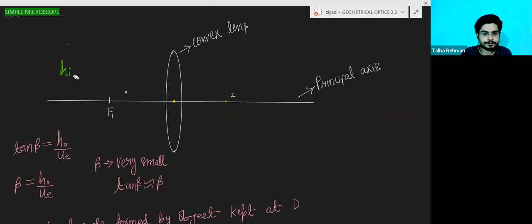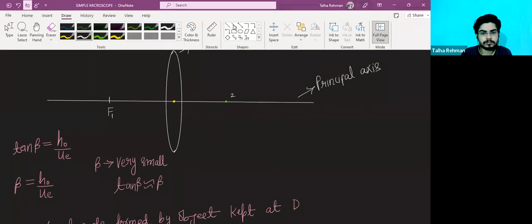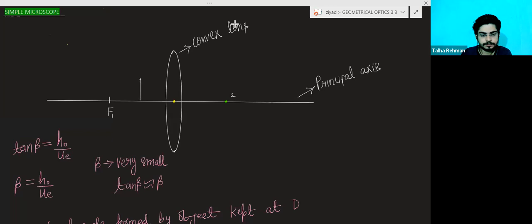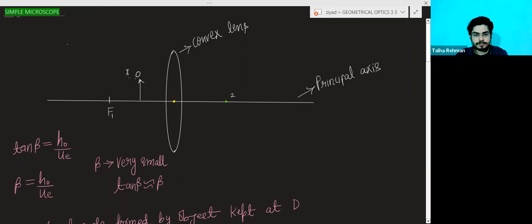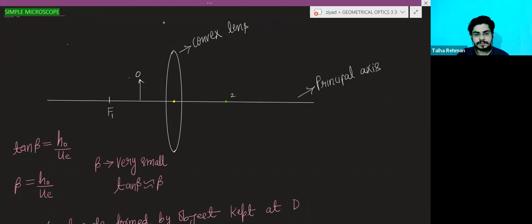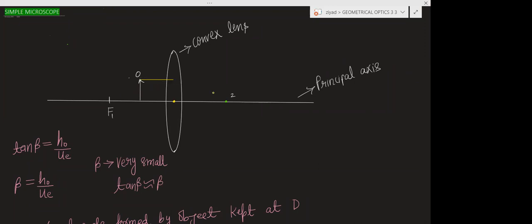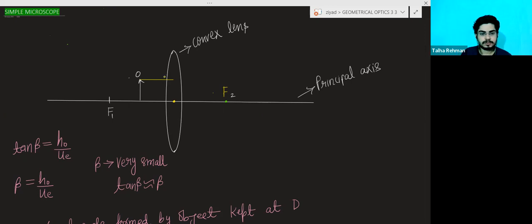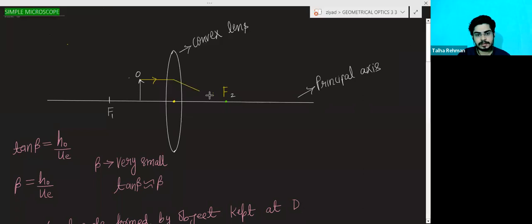Okay, so this is the object. Now we will draw the ray diagram of this object. From this object, what do we do in the ray diagram? First ray from this object is parallel to the principal axis. So it will pass from the second focus. It will pass from the second focus, so it will go like this.